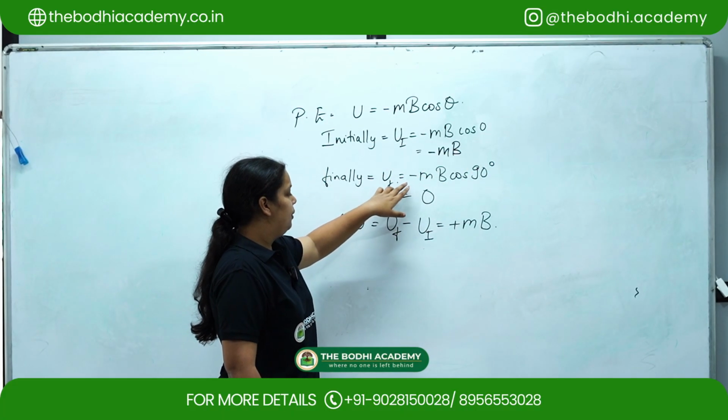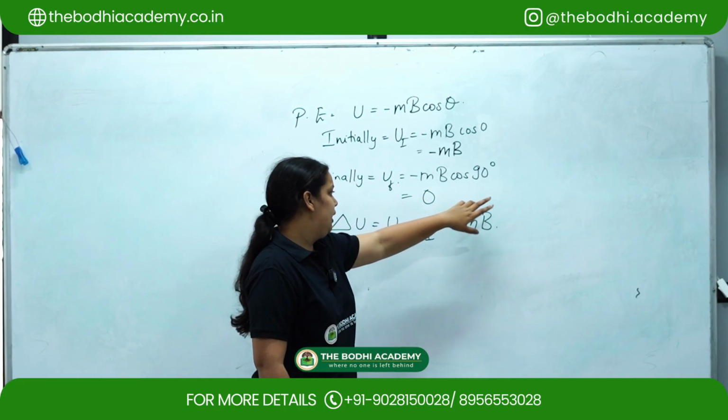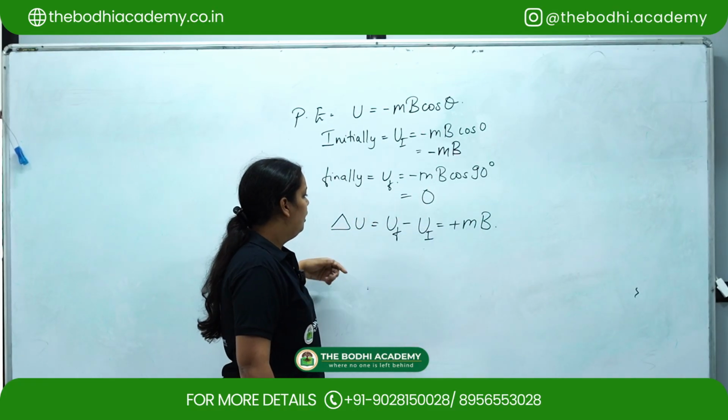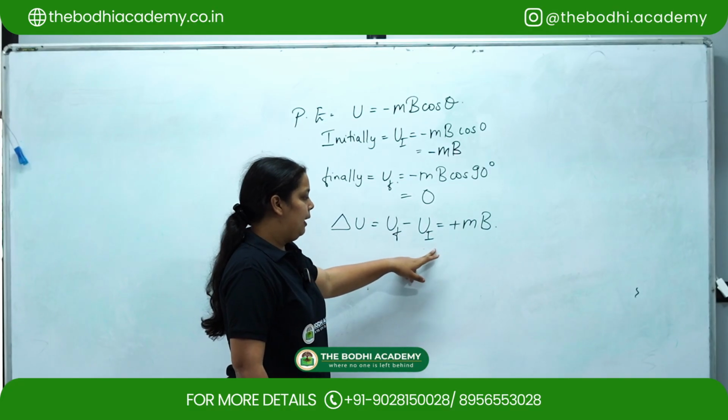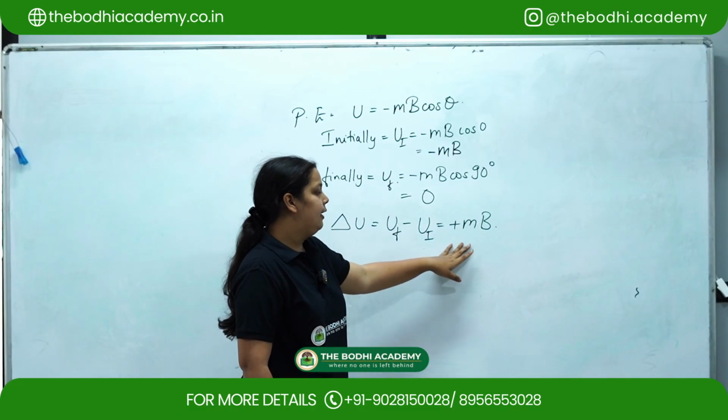Finally, Uf is equal to minus MB cos 90. Cos 90 is 0. So that will be 0. So change in potential energy is final potential energy minus initial potential energy. So that will be plus MB.